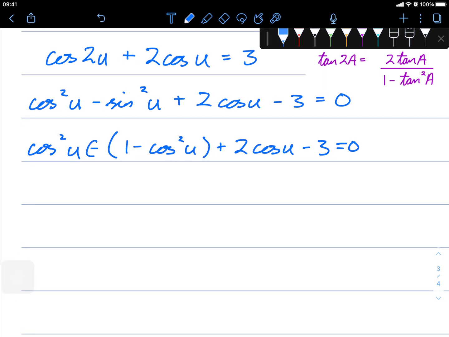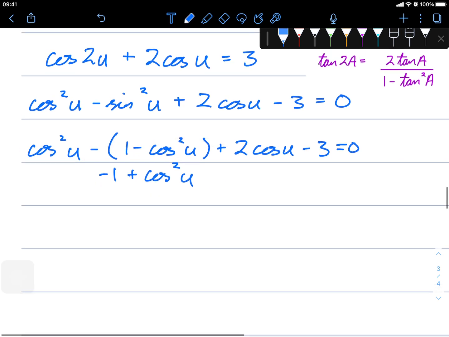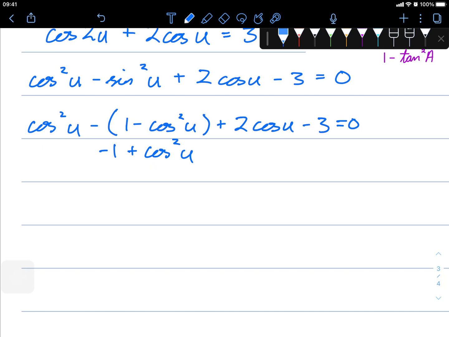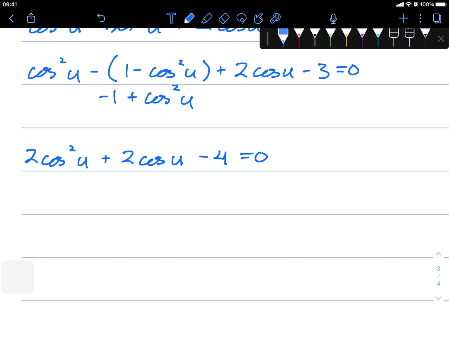Gathering like terms, minus with minus, it's going to be negative 1. Minus with minus, that's plus cos squared u. So that expansion, we're going to add to the rest. Cos squared u plus cos squared u is 2 cos squared u, plus 2 cos u. We have negative 3 and negative 1 makes negative 4, equal to 0. From here, we can divide everything by 2.